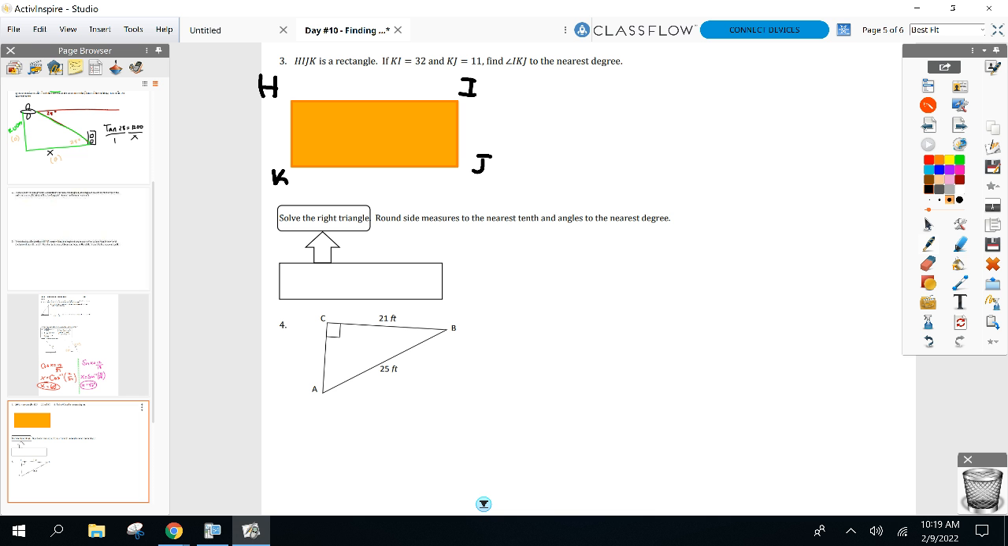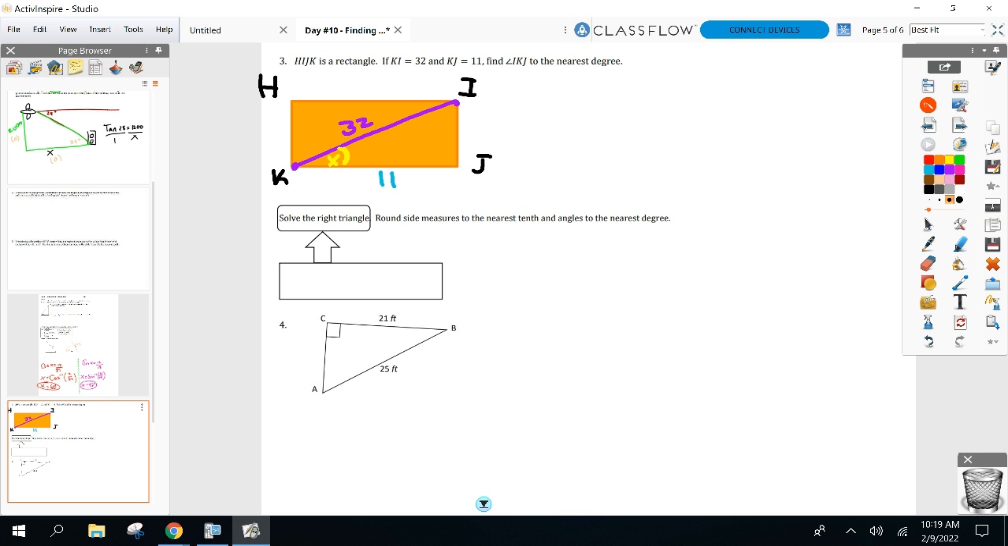Going clockwise or counterclockwise. It says that KI is 32. Name KI. What is that KI? That is a what? Yeah. And if you don't go clockwise or counterclockwise, it's going to be a side, which it shouldn't be. That's why it's important to make sure we label it correctly. So KI 32, KJ 11. What's angle IKJ? IKJ right here.